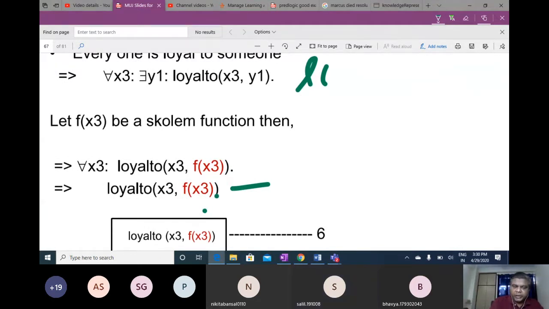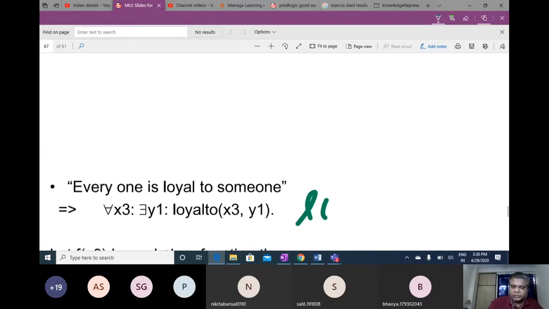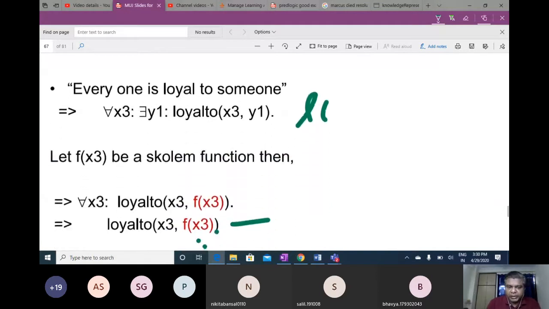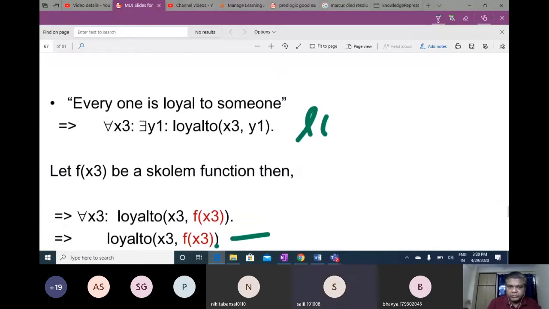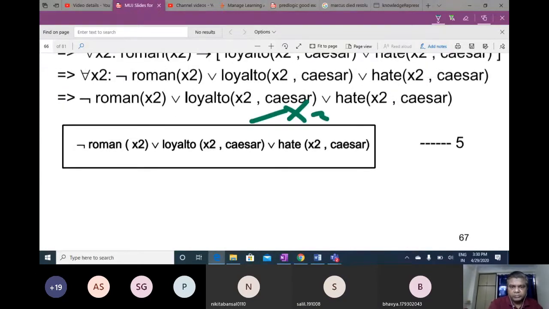If we try to match these two loyal to, then we have to make sure that this f comes here. If it is x3 f x3 and this is also x3, if this were also x3, loyal to x2 x3, then we could not replace that. That is the point there. Okay, do you understand now? Yes, sir.